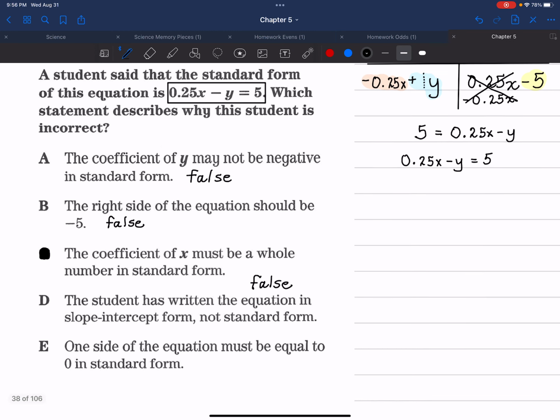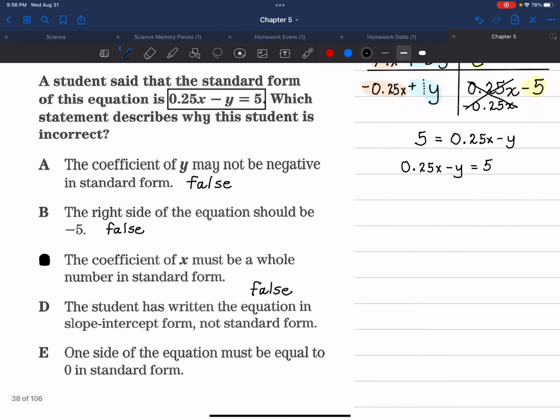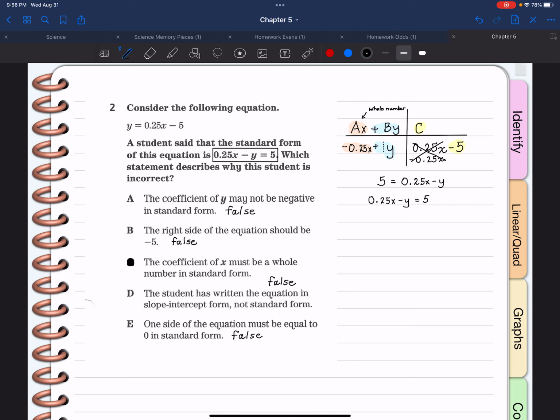One side of the equation must be equal to 0 in standard form. That is a false statement. As long as you have a constant, it can be 0 or any other number. You just cannot have an open space there. So number 2 should be C.